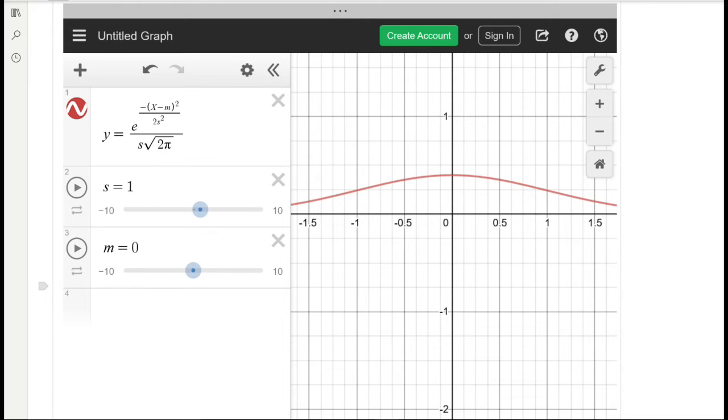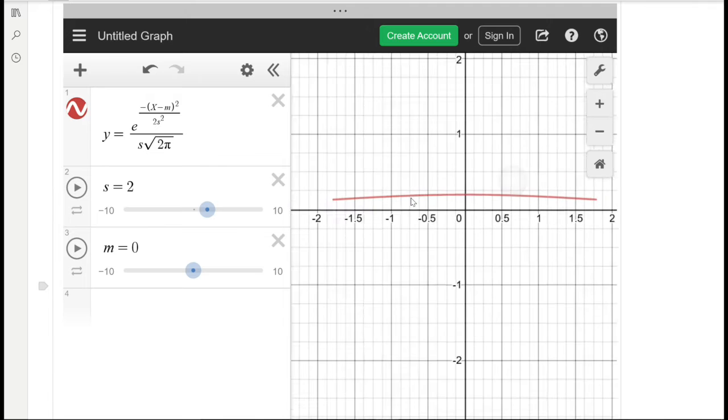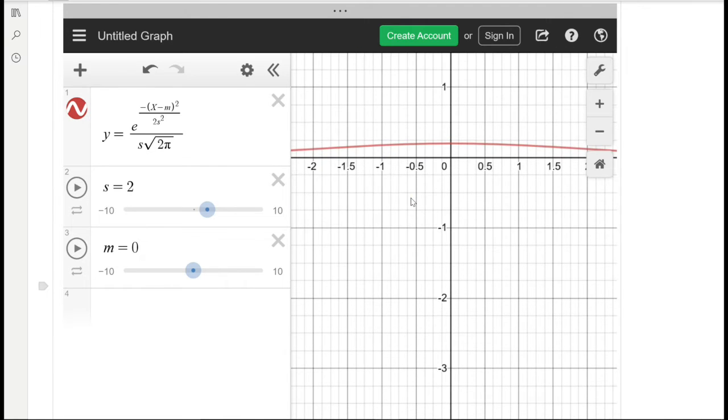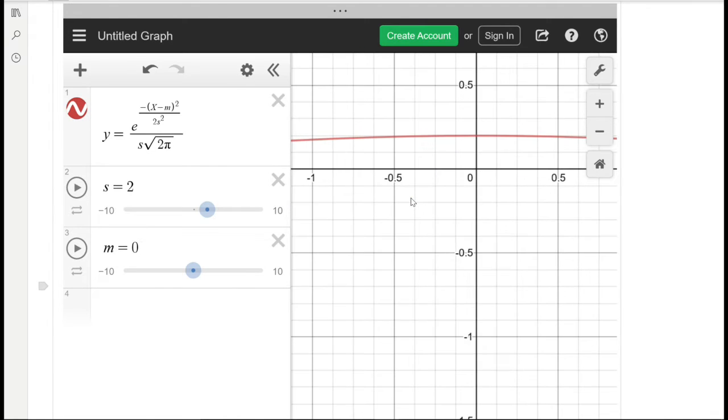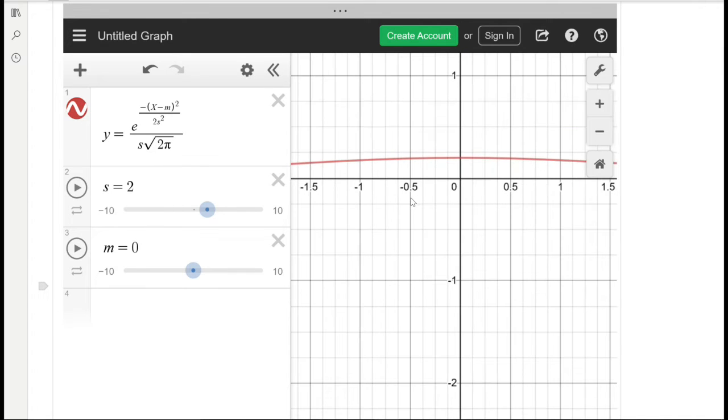And now I'm going to change the standard deviation. Remember that the standard deviation is a measure of spread. So if I change this number, it's going to change the spread. If I increase this number, it's going to increase the spread. So if I increase it to a value of 2, notice how flat that normal distribution looks. If I zoom out, it's still a bell curve, but it's very, very flattened, if you will.